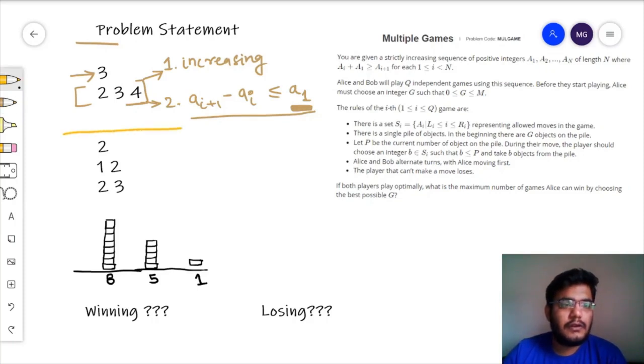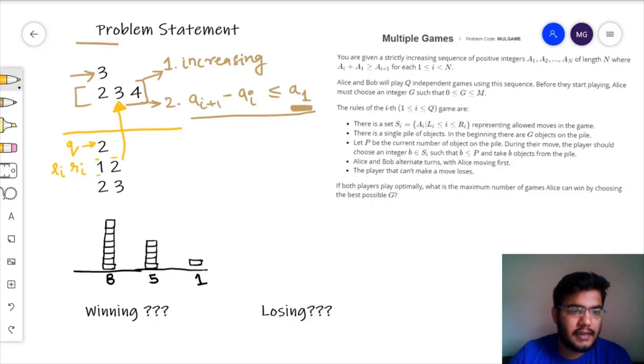Now comes the part to play the games. In total, we need to play q number of games, and each game is characterized by two quantities, Li and Ri. These Li and Ri are indices, and they represent a subarray of the original array A. So here the indices are 1 and 2, so it represents a subarray which has the numbers 2 and 3.